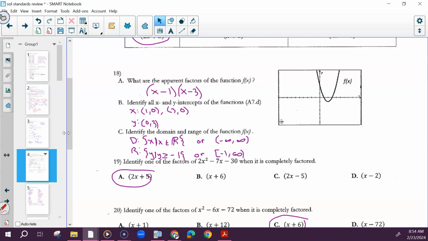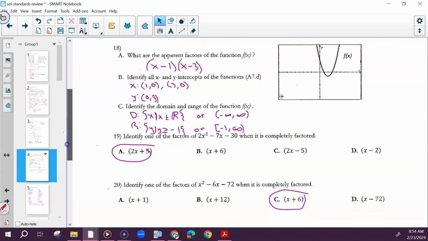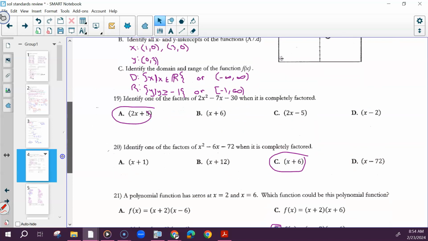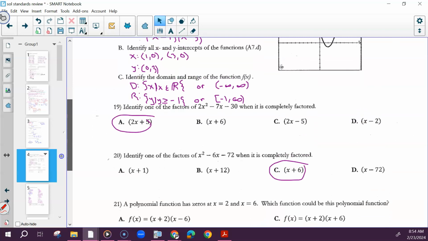And then for the range, again, start with the curly bracket. Y, a line. Y is greater than or equal to negative 1, curly bracket. Or square bracket, negative 1 to infinity. 19 was A, 20 was C, and 21 was D.